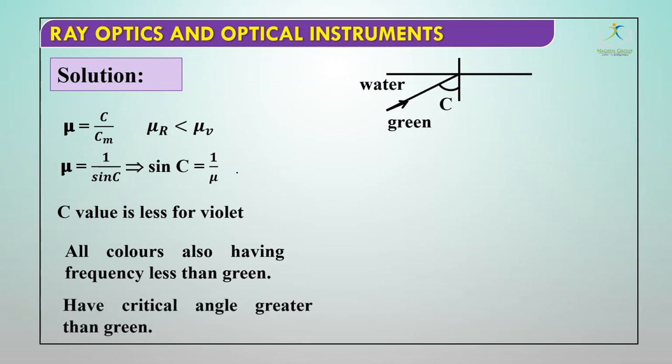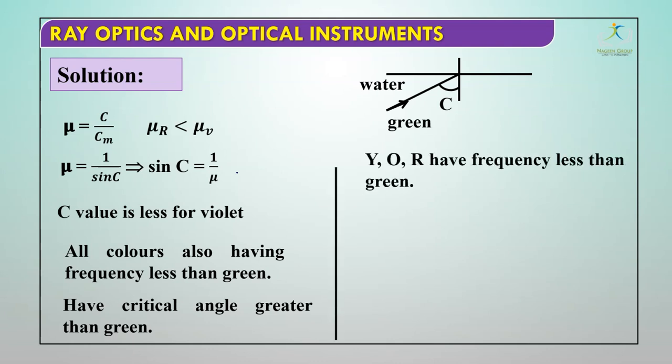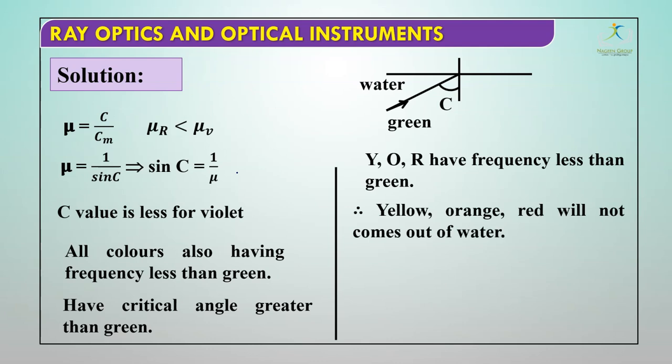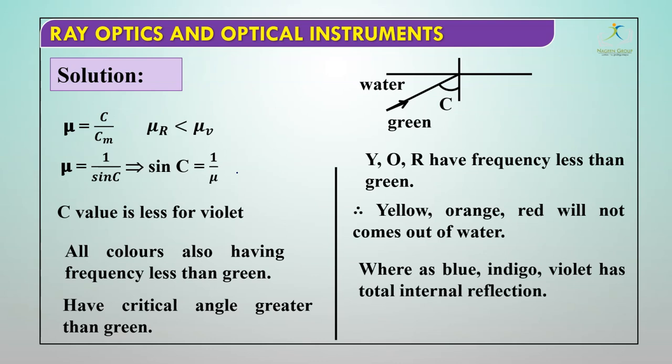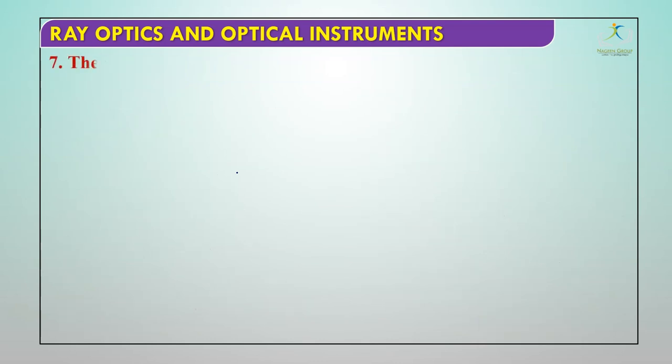For this critical angle, the particular green color behaves at the critical angle, and colors with critical angle greater than green's come out. So yellow, orange and red have frequency less than green. Yellow, orange and red will come out of the water, whereas for blue, indigo and violet total internal reflection occurs. Because of that, we can say the correct option is option 2.